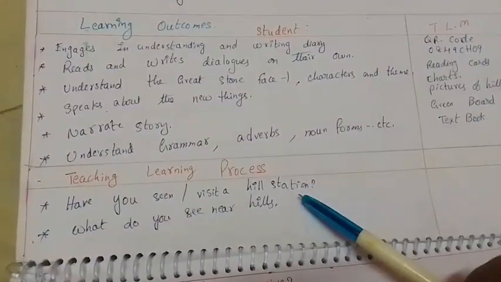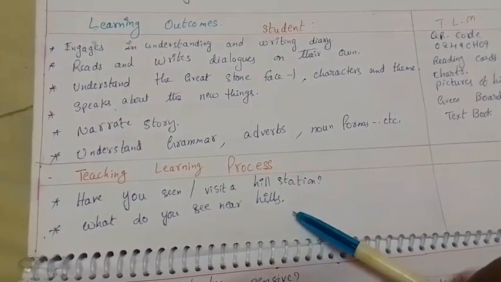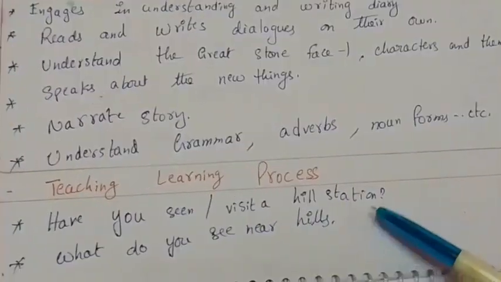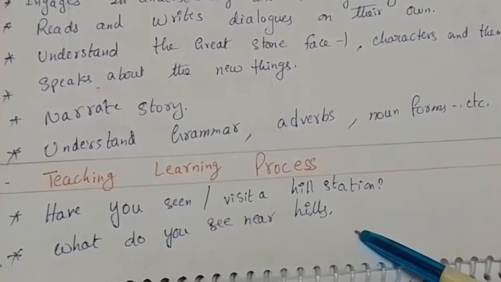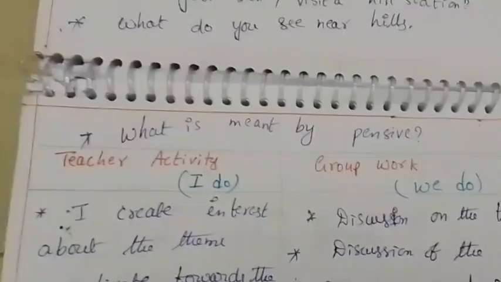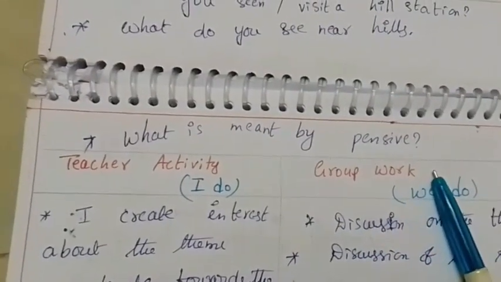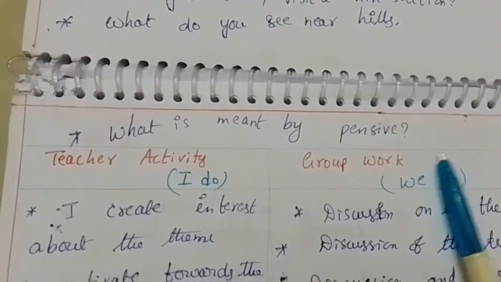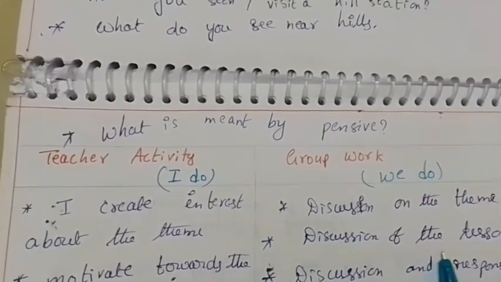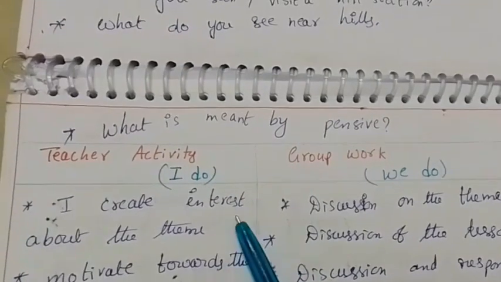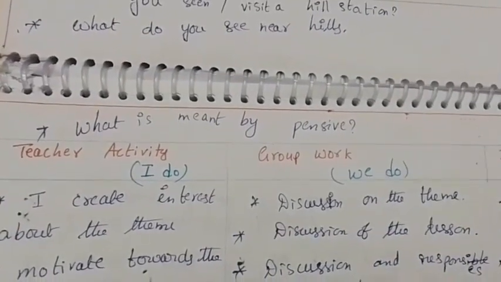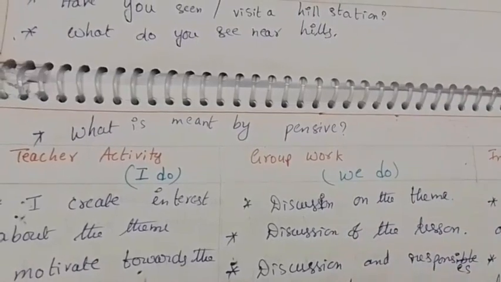Teaching learning process. We will start the lesson through motivation questions like, have you visited a hill station? What do you see near hills? What is meant by pensive, or do you know the meaning of pensive, etc. Here we start the LIP model lesson: I do activity, we do activity, and you do, that is teacher activity, group activity and individual activity.